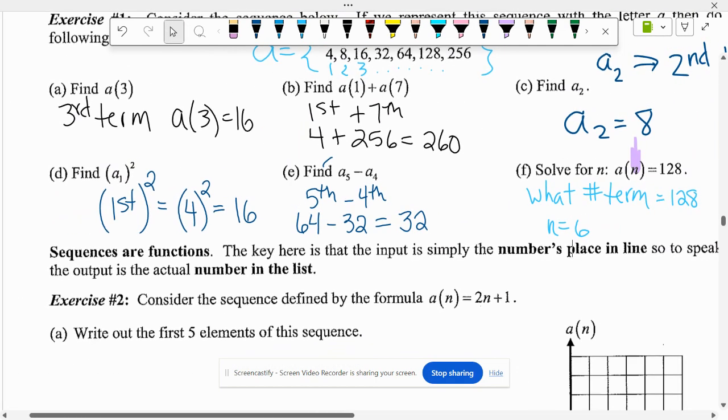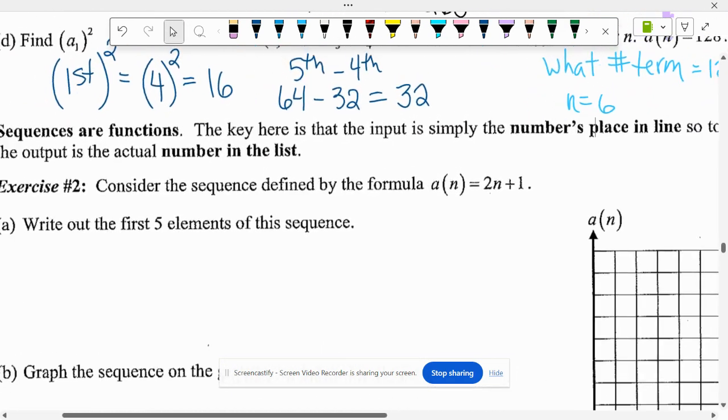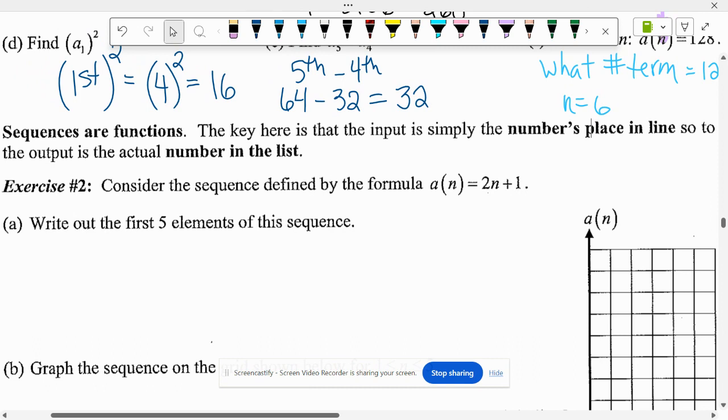All right. Sequences are functions. The key here is that the input is simply the numbers placed in the line. And remember that you can't input the number 0 or a negative number. So your inputs are always only going to be 1, 2, 3, 4, 5, 6, 7, and so on. So the input is simply the place of the number in the line, and the output is the actual number in the list in that place.